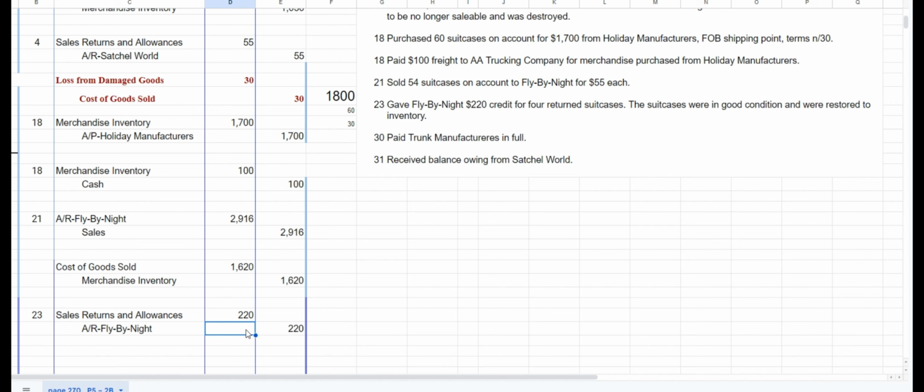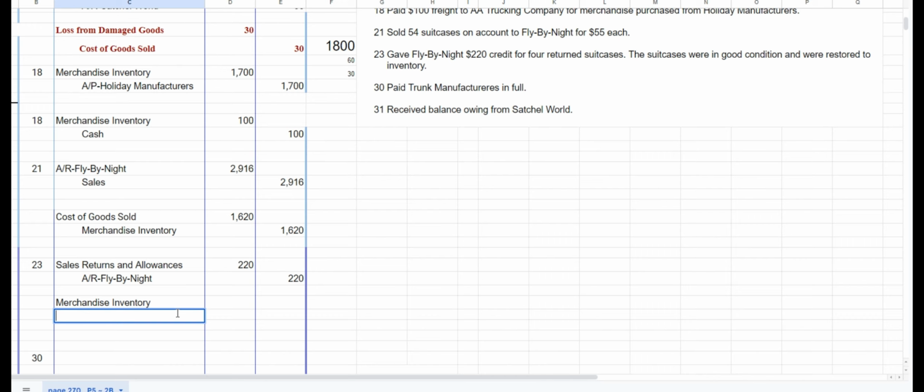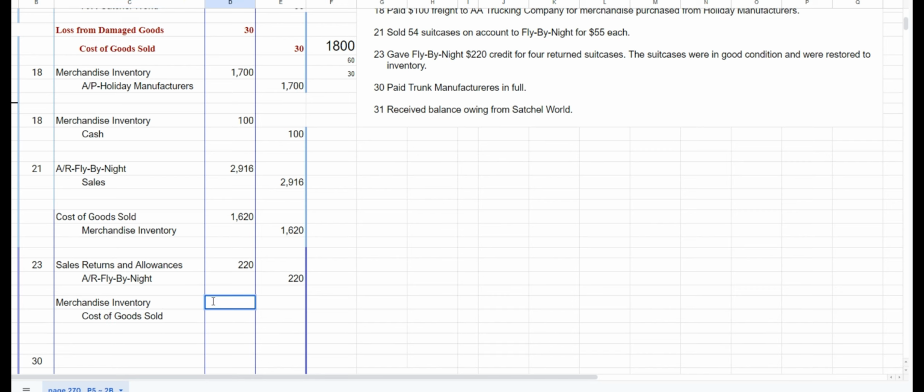In the second part, the suitcases were in good condition and returned to inventory. We can debit merchandise inventory, since you're gaining that inventory, and the credit account is just going to be cost of goods sold. And remember how each suitcase's value is $30, and if you return 4 of them, that's 30 times 4 for the total value, which is 120.